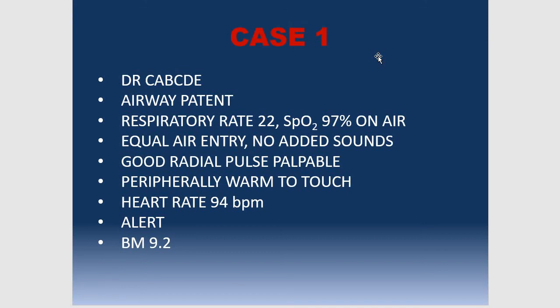Periphery warm to touch. We know what that means. It's good. Heart rate's 94. Bit on the quicker side, would you say? So it's not grossly abnormal, but it's a little bit higher than we might see. But he's elderly, and we talked before about different ages having different parameters. So we're gonna note that, but we're not necessarily going to do anything about it. He's alert, and his blood sugar is 9, so we're happy with that.